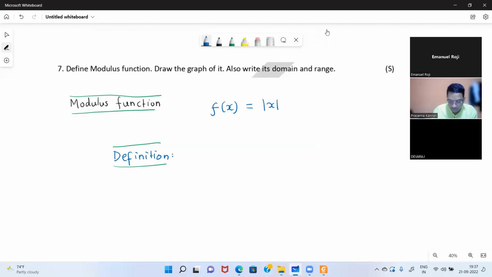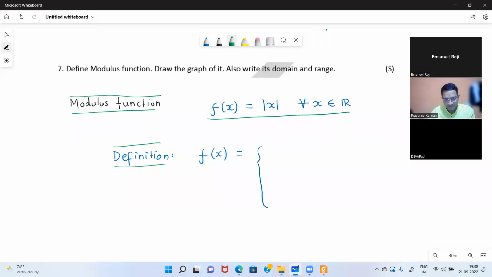Is it f from R to R is defined by f of x is equal to modulus x, for all x an element of R? Yeah, that's correct. But then to understand it clearly, we'll need to split this. See, this definition is insufficient. We have to give a detailed definition. So how do we do that? Let me show you here.